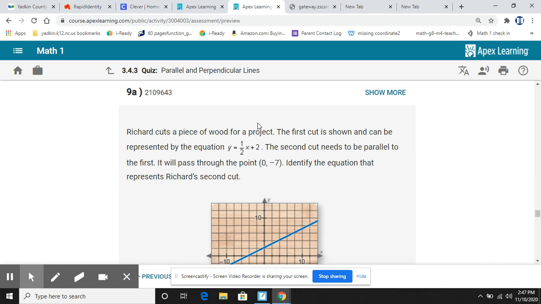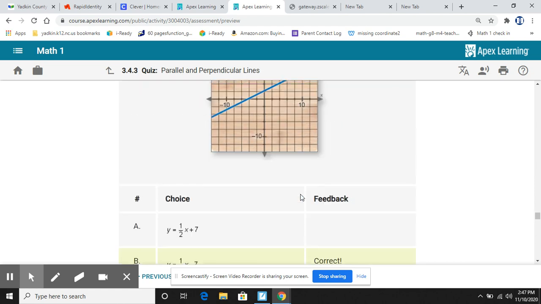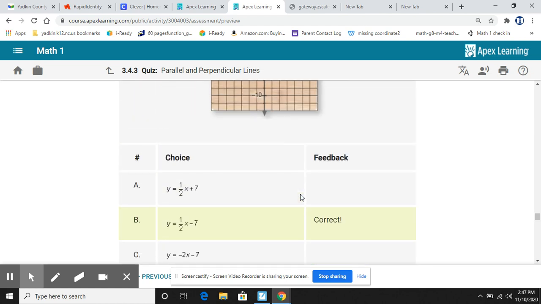The second cut needs to be parallel to the first. It will pass through the point 0, -7. Identify the equation that represents Richard's second cut. In other words, they're saying if the line that goes through 0, -7 is parallel to this, write that equation. And the equations are in slope-intercept form.